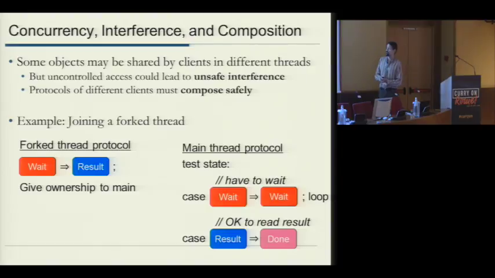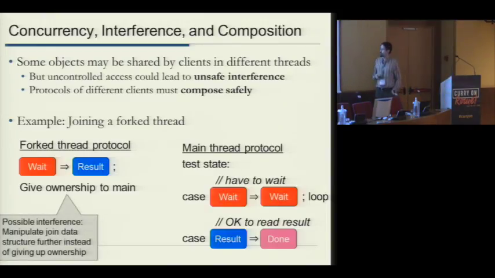On the other hand, the main thread protocol has to test the state. And so what it's going to do is lock the object and look at its state. If it's still in the state wait, then we just have to loop back and keep testing. But if we find out that the object is in the state result, then we can go and read the state, and the protocol completes.